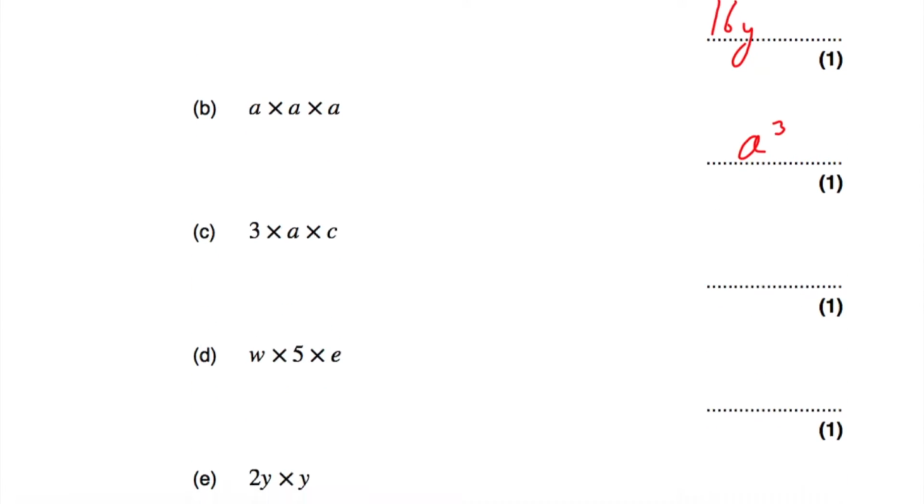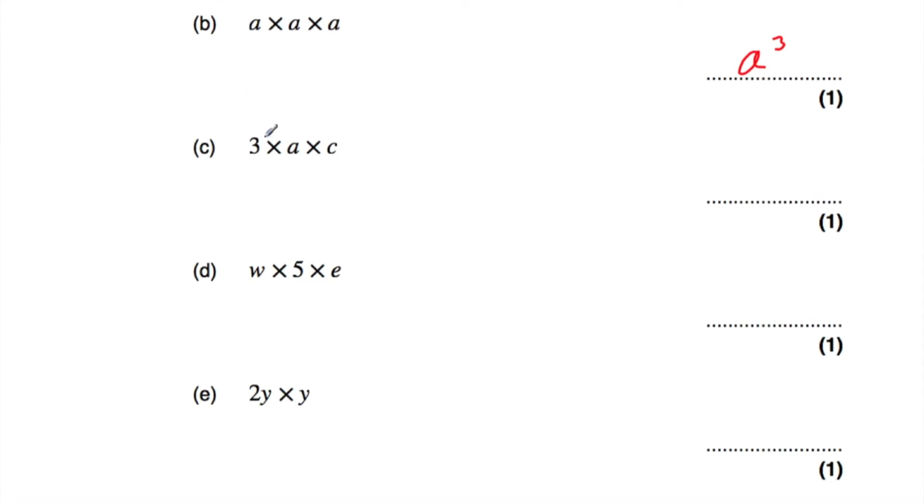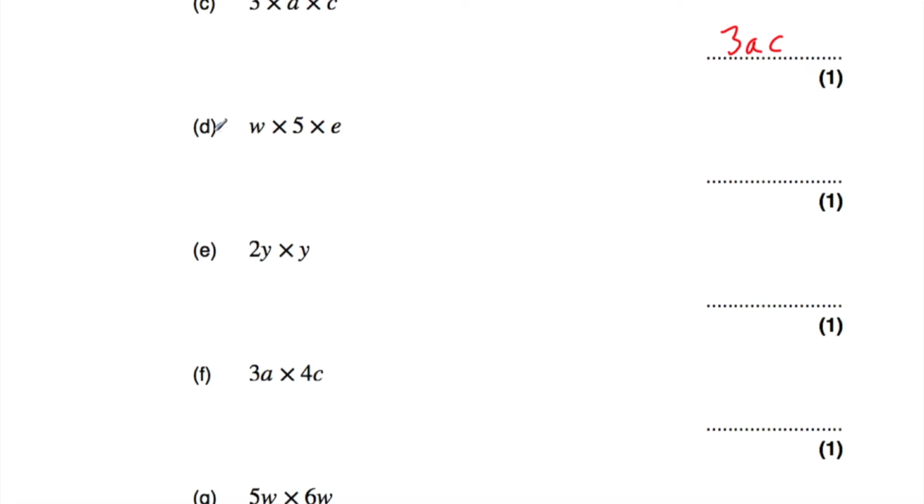Okay, next, part C. Part C, we've got 3 multiplied by a multiplied by c. Well, we're multiplying these together. In terms of the numbers, we've just got 3, and then we've got ac, so we're just going to put them together. So the answer would be 3ac, with the letters in alphabetical order, so the answer would just be 3ac.